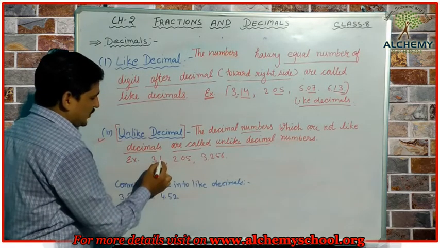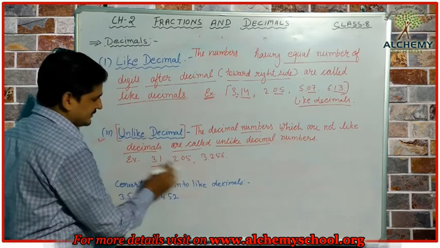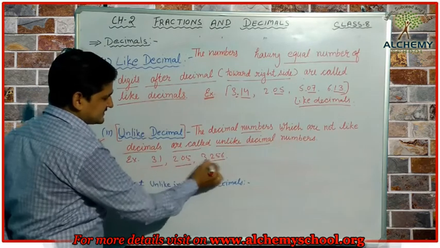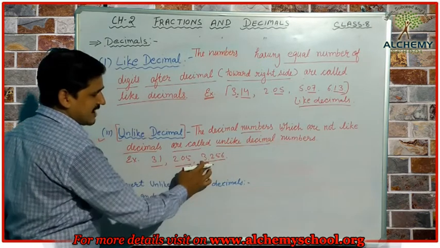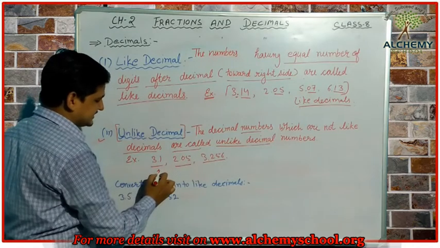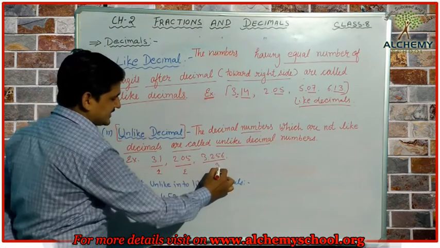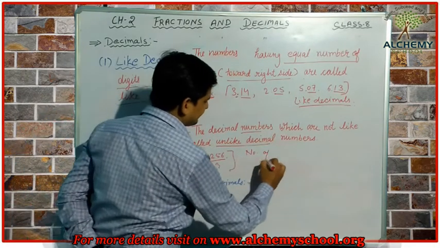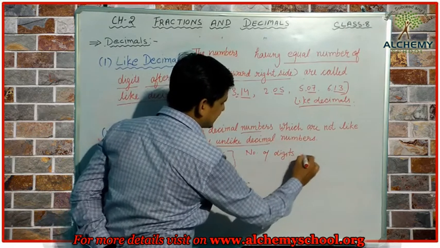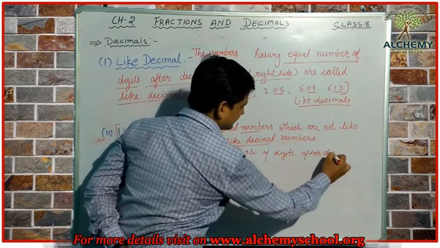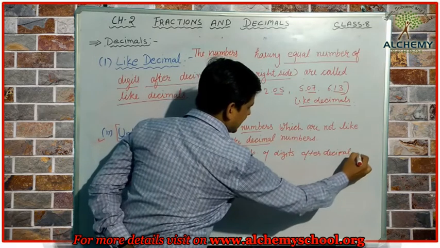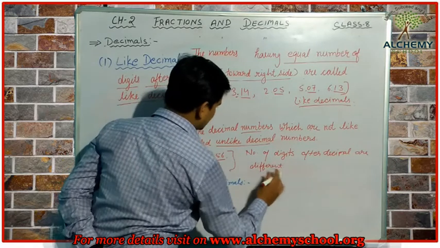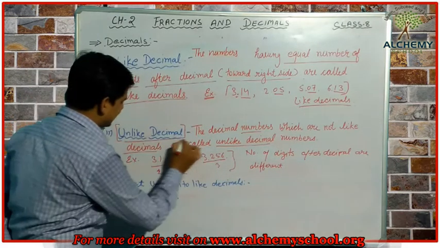Here in this number we have only one digit after the decimal point. In this number we have two digits after the decimal point. In this number we have three digits after the decimal point. So here it has one digit, here it has two digits, and here it has three digits. So in all these cases we can say the number of digits after decimal are different. So it is considered as unlike decimal.